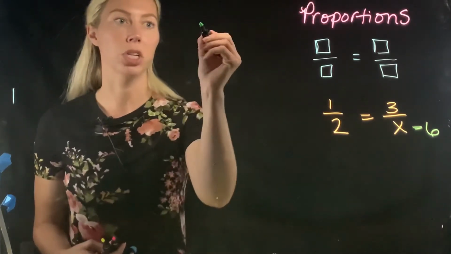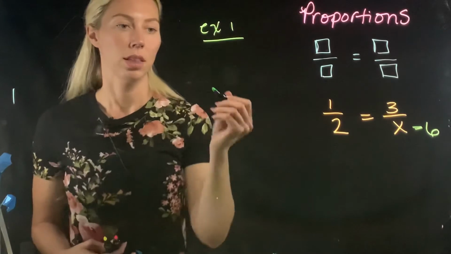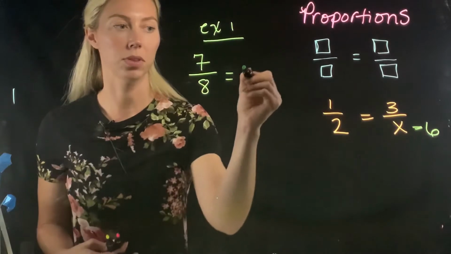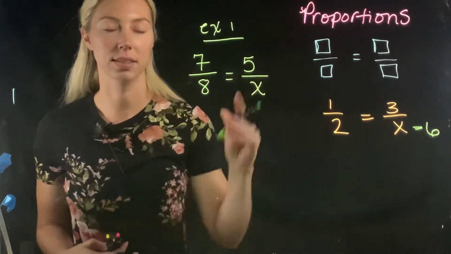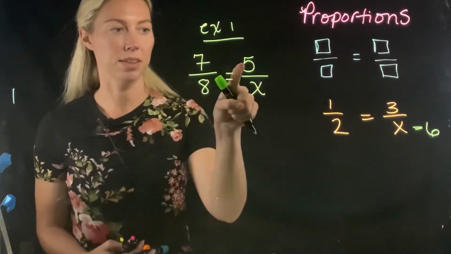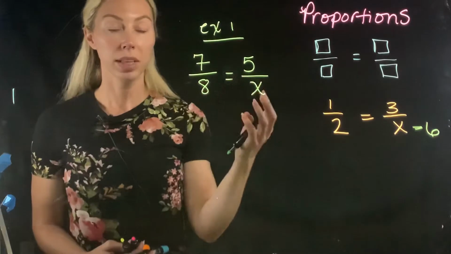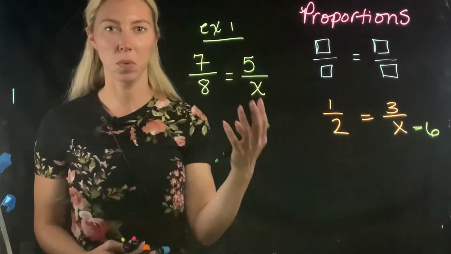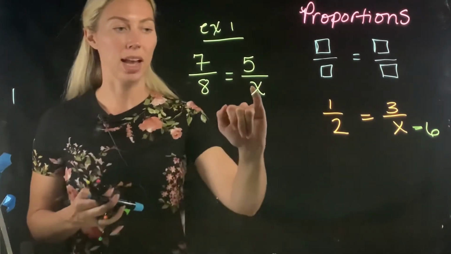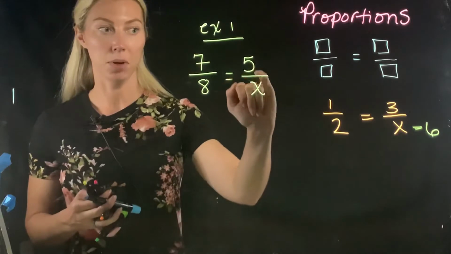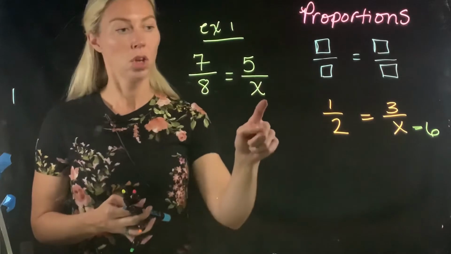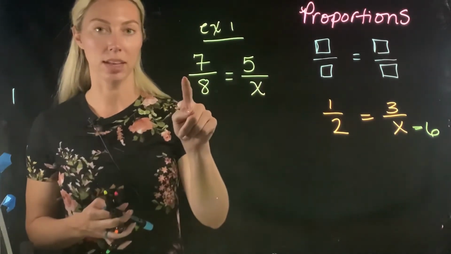So let's do example 1. Let's say the proportion was 7 over 8 equals 5 over x. Now in this problem, I don't want you to really think about comparing the 7 to the 5 and the 8 to the x. Really, when you're doing a proportion, the easiest way to solve it is to do cross multiplication. The reason why that works is because on this side we have a number divided by x. So the opposite of division by x would be multiplication by x. So really we're going to multiply x on both sides.